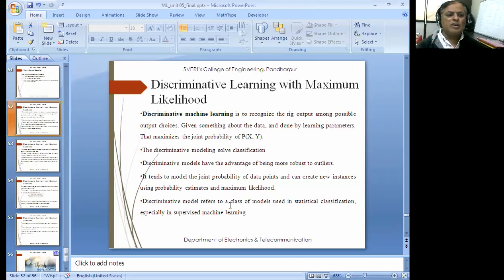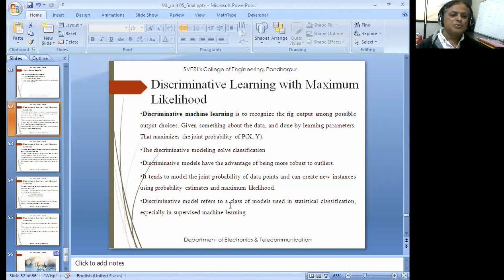It tends to model the joint probability of data points and can create new instances using probability estimates and maximum likelihood. So joint probability जैसे पिक्चर में आ जाता है, नए इंस्टेंसेस के लिए ये एस्टिमेट कर सकता है based on probability and maximum likelihood.